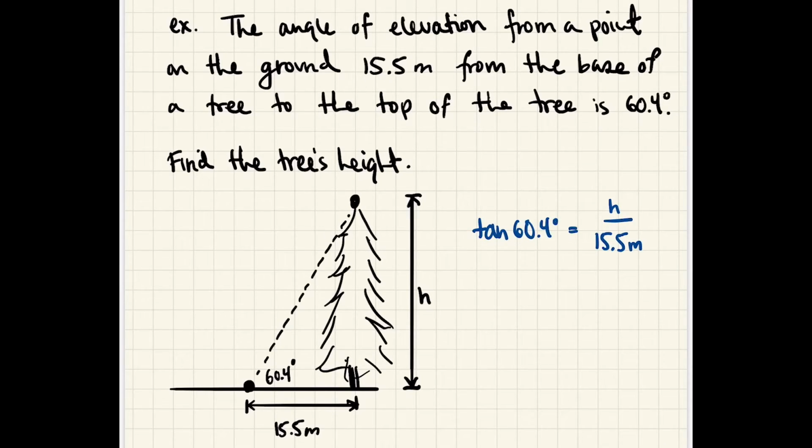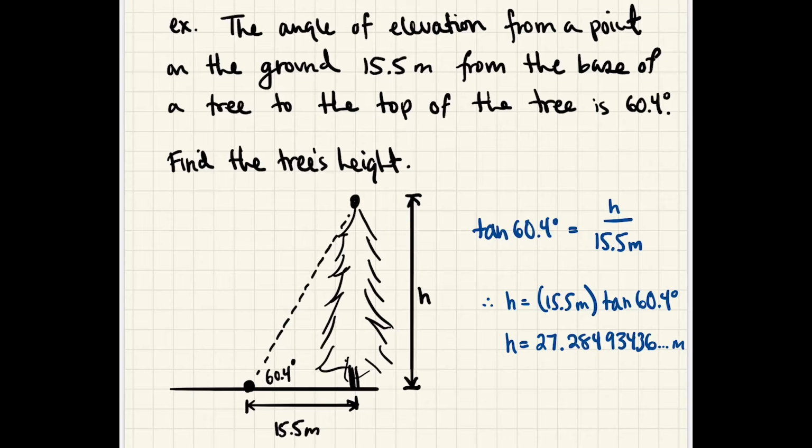So solving this equation for h, we get that h is 15.5 meters times tangent of 60.4 degrees. So it's just a matter of doing the calculation on a calculator now. On my calculator, I got 27.28493436 meters. Okay, well that's far too precise for this problem.